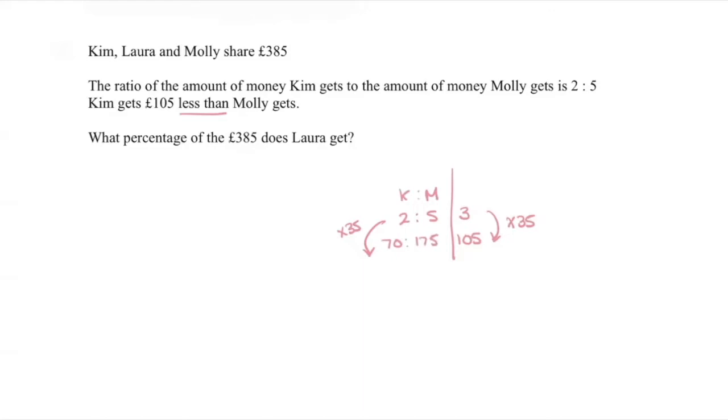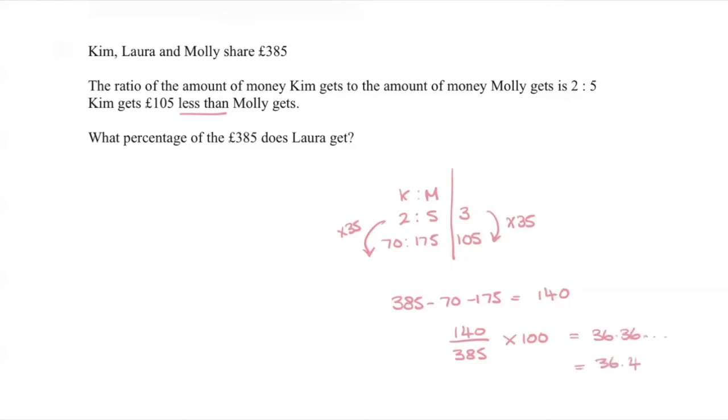We need to know what Laura gets. So 385, take away what we've worked out for Kim and Molly, will give Laura 140. So Laura gets 140 out of 385. That's a fraction. We want it as a percentage. So we're going to times through by 100, which is going to give us 36.36, on it goes. So we're going to round to 36.4.